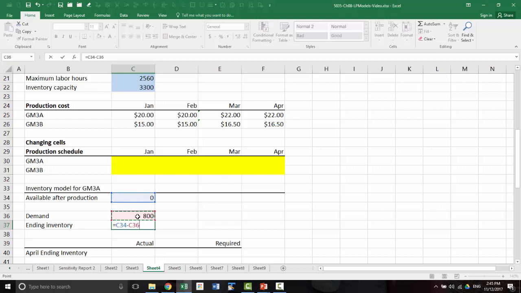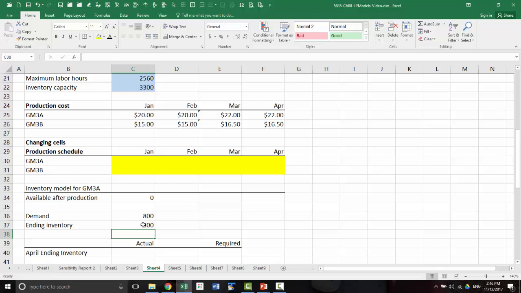Now remember, we have to make sure that we are able to meet the demand in the month where there is demand. Which means we cannot have negative ending inventory. And we'll take care of that in Solver with a constraint. So either we can say ending inventory has to be greater than or equal to 0, or we can say available after production must be greater than or equal to demand. Both will amount to the same thing. And that will make sure that we will be able to meet the demand in the same month.